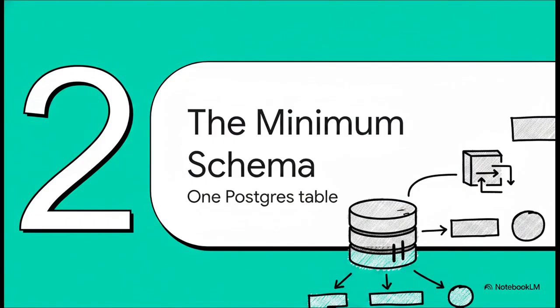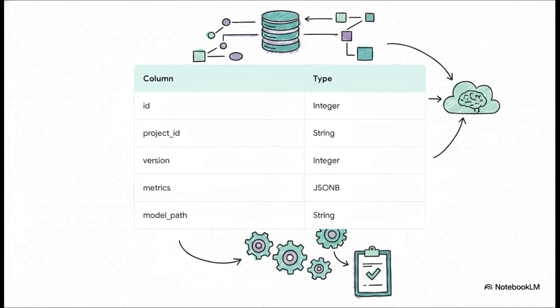Just one single Postgres table. Now, what's really interesting about this is how wonderfully minimal the core training job schema can be. Check out this lightly trimmed SQLAlchemy 2.0 table. Look at the columns. You've got your ID, the project ID, the version, a metrics column, which cleverly utilizes JSONB, and a model path. That's it. This incredibly simple table handles all of those core jobs we just laid out, with zero unnecessary complexity.